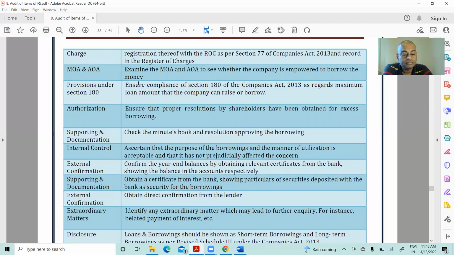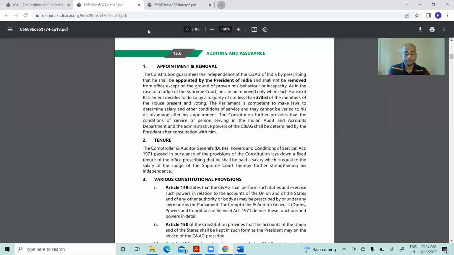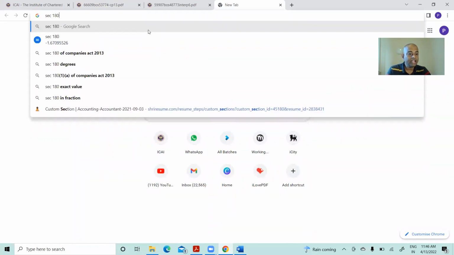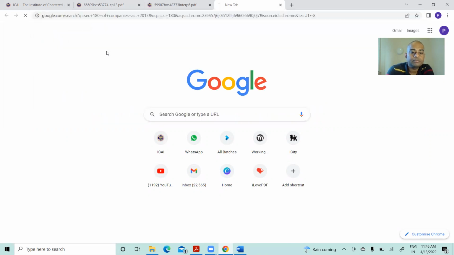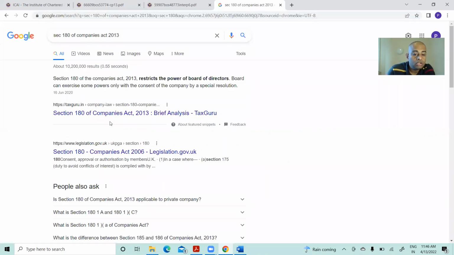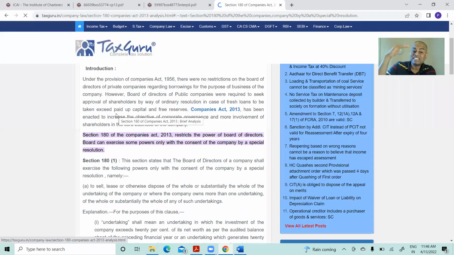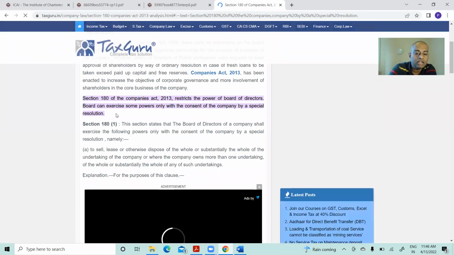Ensure compliance of section 180 of the Companies Act as regards the maximum loan amount that the company can raise or borrow. So as per section 180, what is the maximum amount? Section 180 of Companies Act. Okay, so let us see. These are basically the powers of board of directors. There is a ceiling limit, a cap on the power.